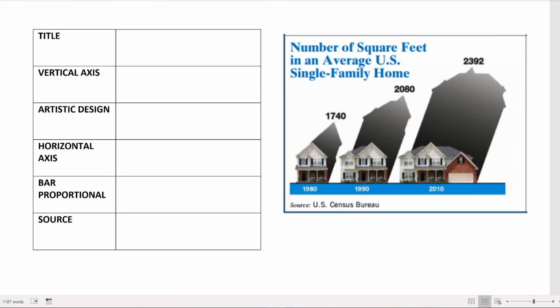For our next example, we have a title, the number of square feet in an average U.S. single family home. That's very clear. I like that a lot. Vertical axes. Let's see. Well, there is no vertical axes here at all, right? So that's not good. So we're just going to say none. It didn't actually tell us what we were looking for in tick marks. It didn't have any tick marks, and it didn't label it at all. So that's absolutely bad.